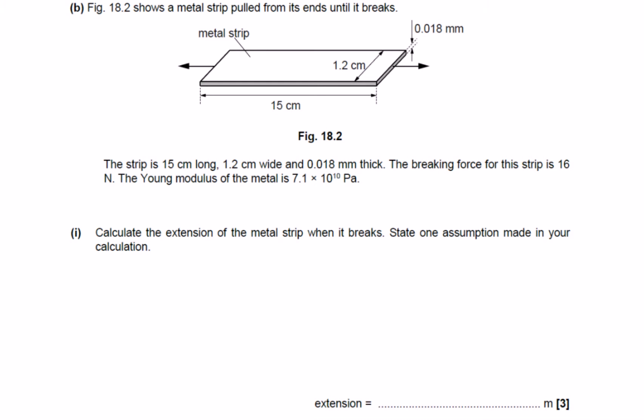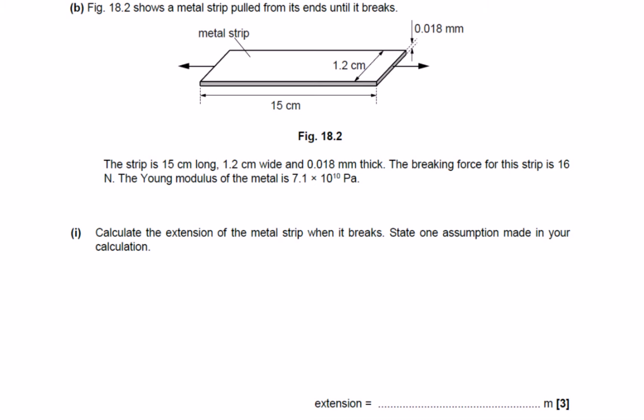So we're going to have a go at 18b now. We've got this metal strip here. It's being pulled from end to end. It's given us dimensions. We've got 15 centimetres long, it's 1.2 centimetres wide, and 0.018 millimetres in thickness. I suppose the first thing we have to point out is they're trying to be sneaky and tricky because they've given us this one in millimetres, this one in centimetres, and this one in centimetres, so we're not going to let that catch us out and give us a power of 10 error.